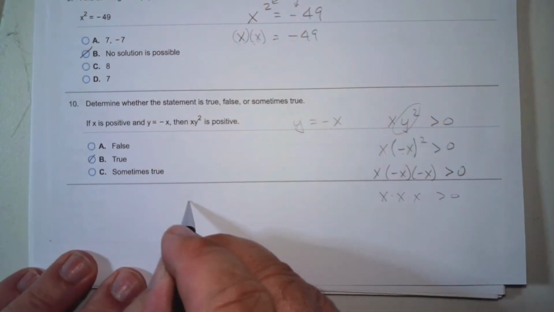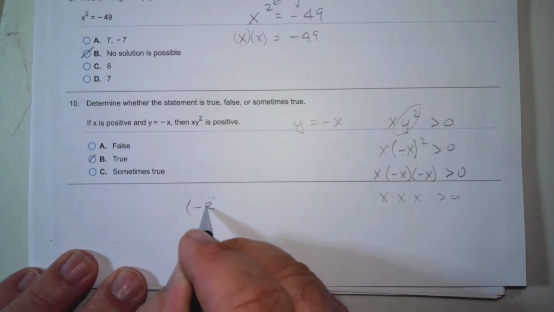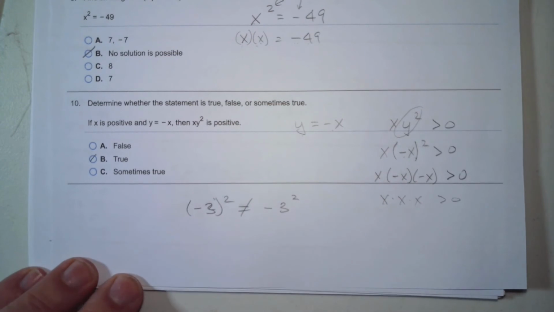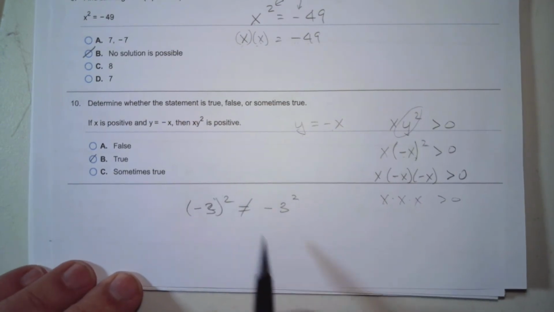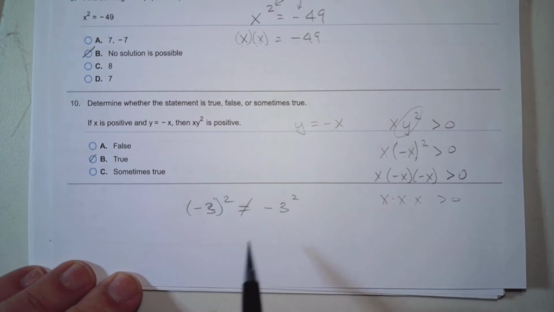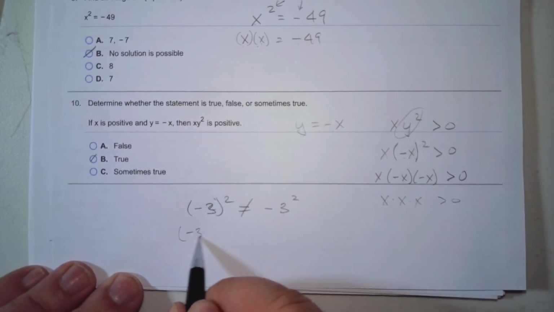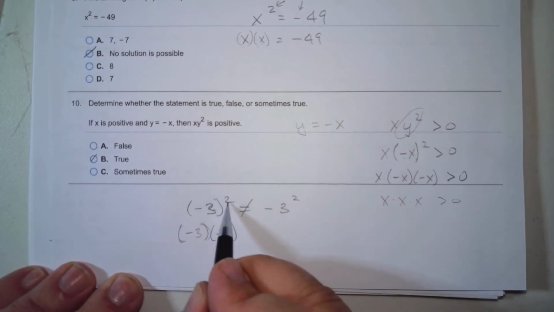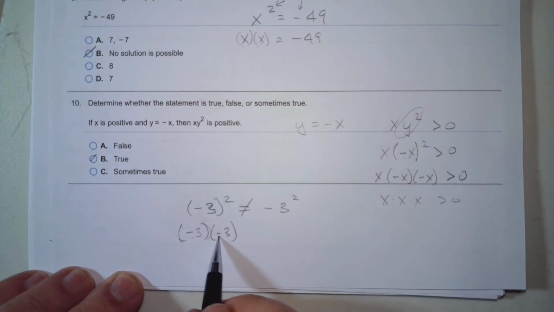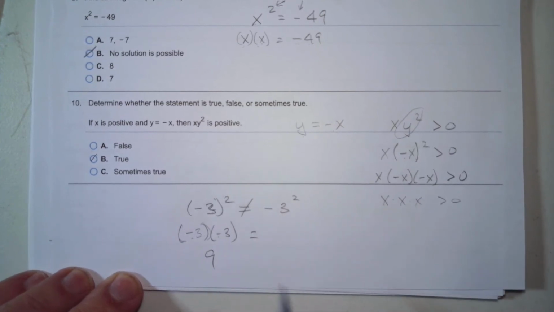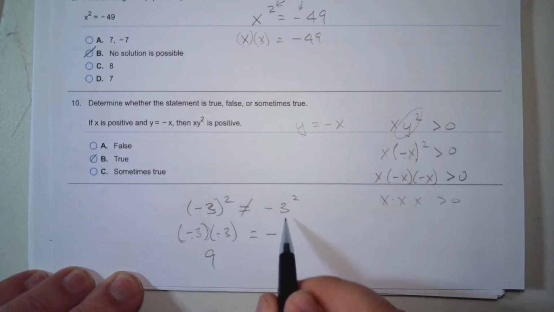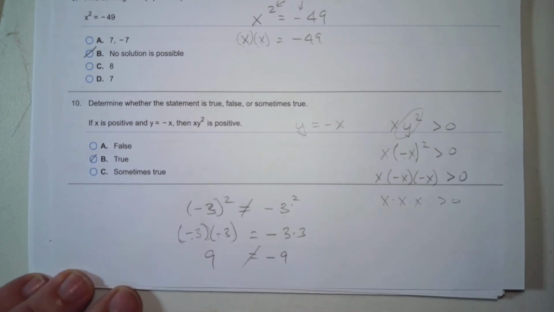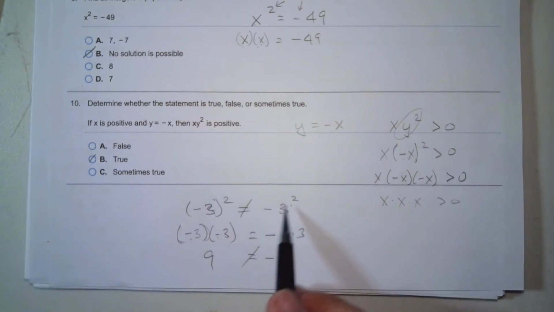It's a very important concept. Negative 3 squared is not the same as negative 3 squared without parentheses. Order of operations: exponent is more important than multiplication. This one is negative 3 times negative 3. That's what that exponent tells me to do. Negative, negative is a positive. 3 times 3 is 9. What this one says is negative 3 times 3. So be very careful if there's parentheses or not.